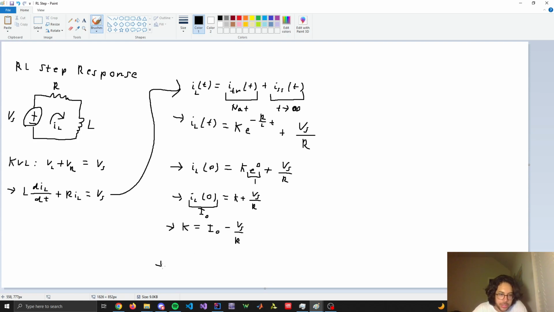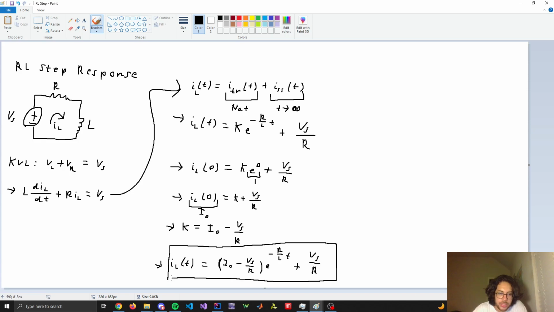So now we can write the total solution, I sub L of t, is going to be equal to the transient part, which is I0 minus Vs over R times e to the negative R over L t plus Vs over R. And that's the total solution for the RL step response.